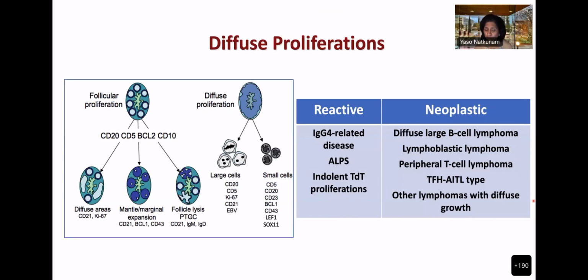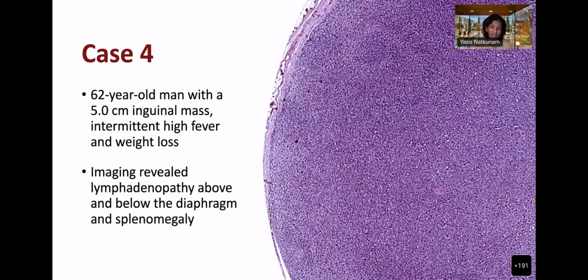So diffuse proliferations, this can be anything, right? It can actually just wipe out the architecture. You don't have any particular information except that it's completely gone. It may not even be lymphoma, right? So let's just talk about something very typical.